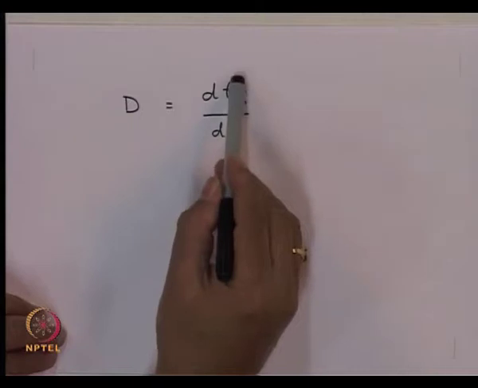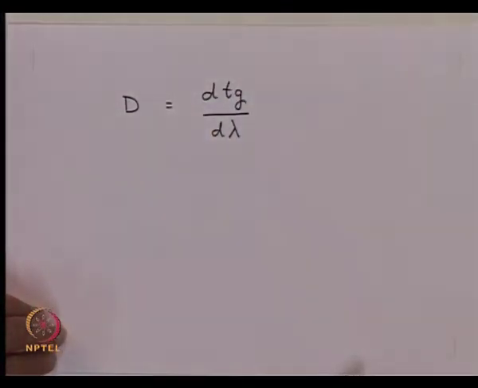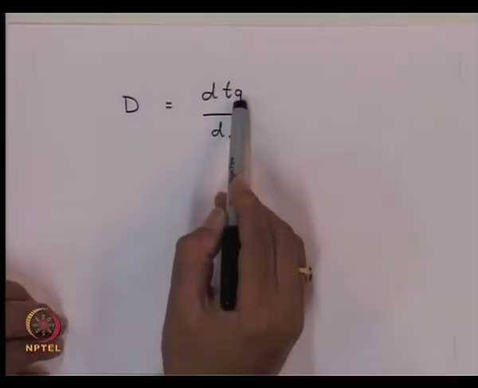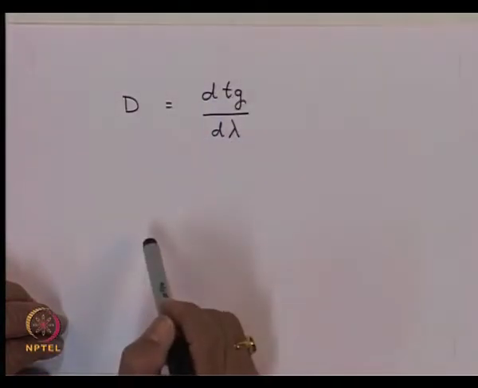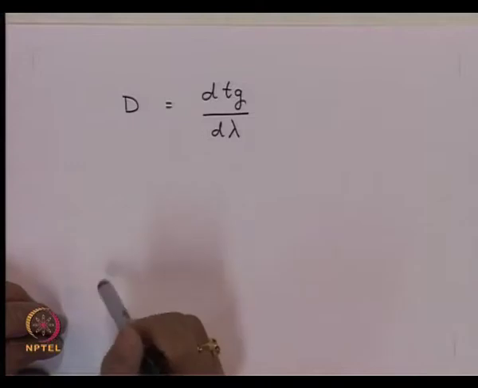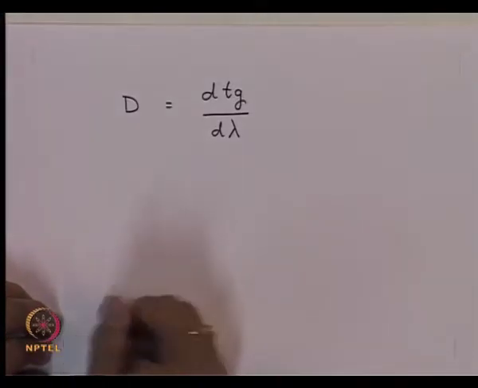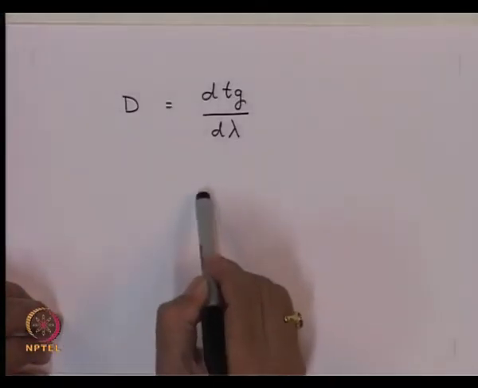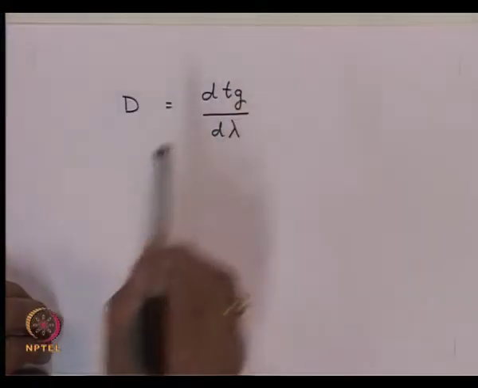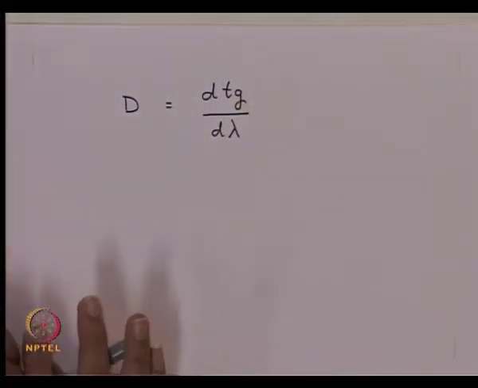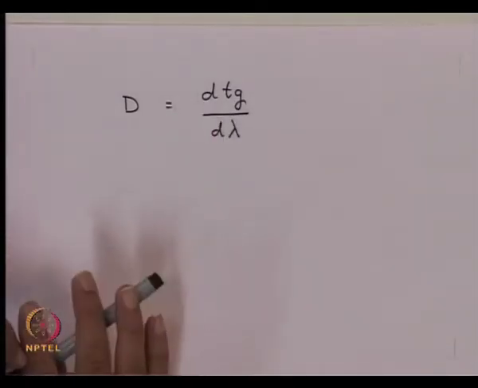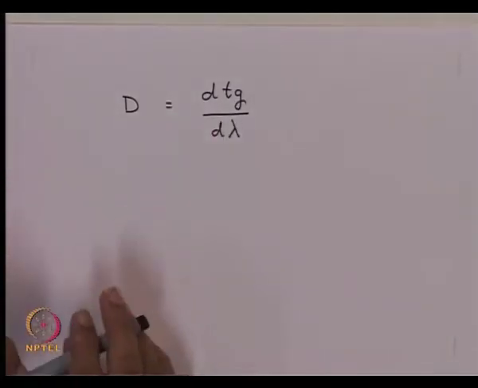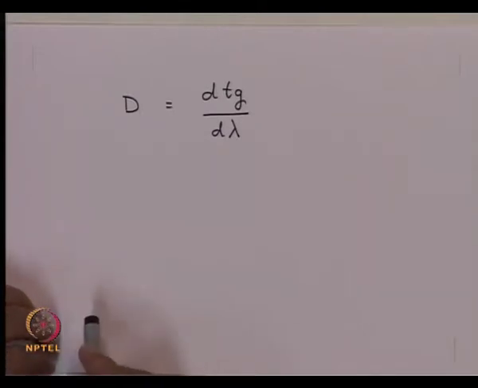So if this quantity is positive, what that means is that the slope of this time Tg as a function of lambda is positive. That means as the wavelength increases, the Tg also increases. Whereas if you have this quantity negative, the slope is negative, that means as the wavelength increases, the Tg decreases.